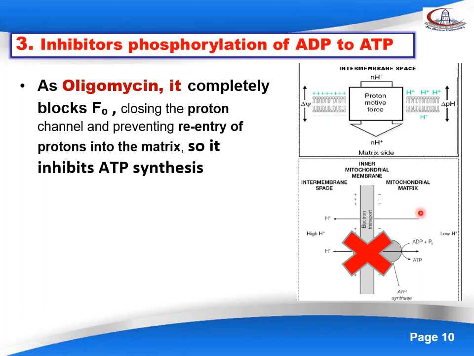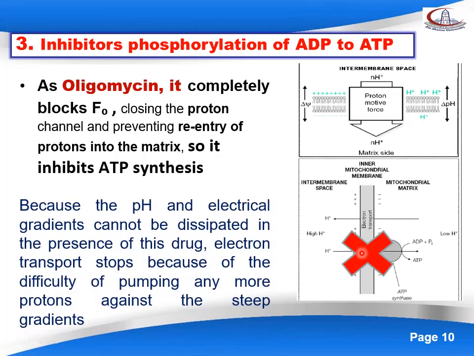But the story is completely different with an inhibitor of phosphorylation, because of oxidation and pumping of protons, this is the gradient. Protons want to return again. No. The inner mitochondrial membrane is impermeable to the proton, and F0 is blocked. So protons accumulate in the inner mitochondrial space, resulting in a high concentration. What will happen? This will inhibit oxidation, because the pH and electrical gradient can't be dissipated. How can it be dissipated?